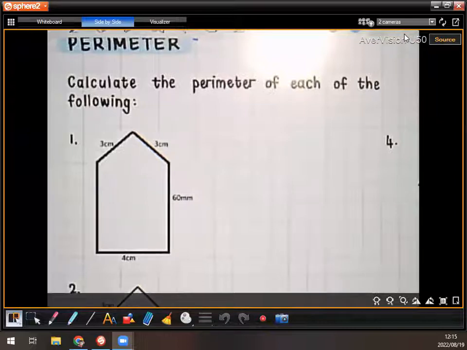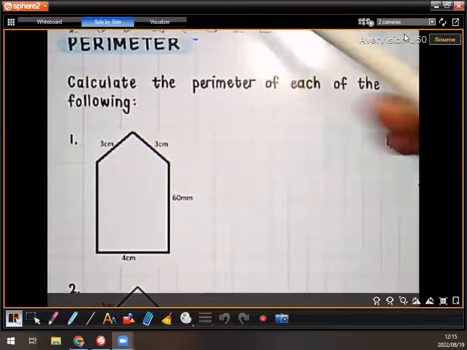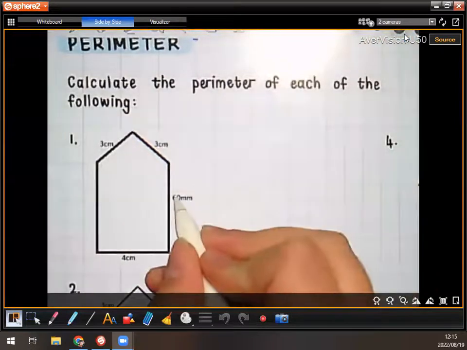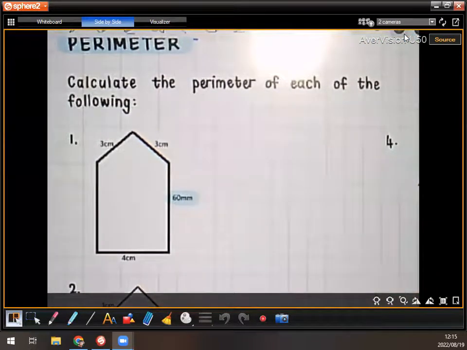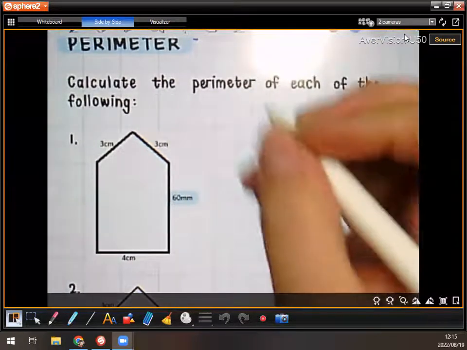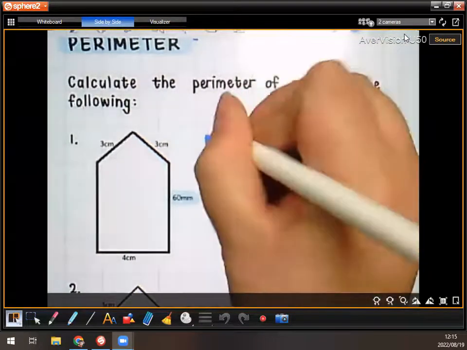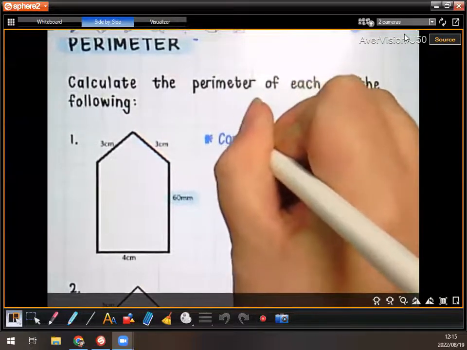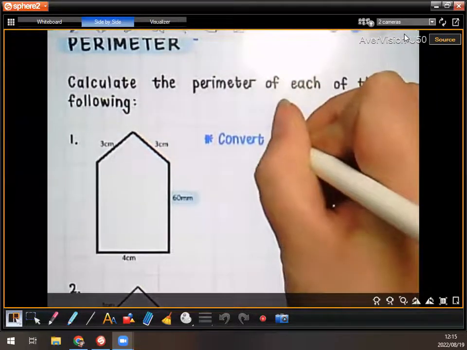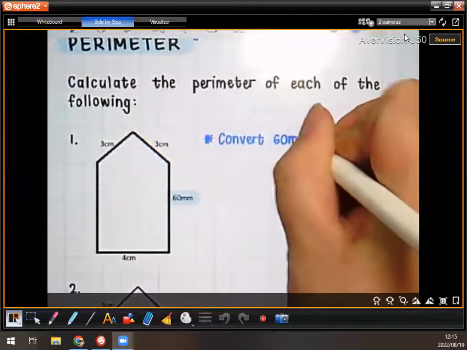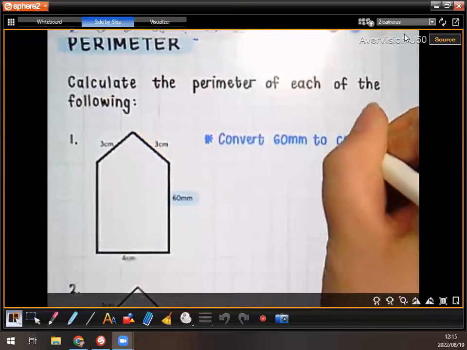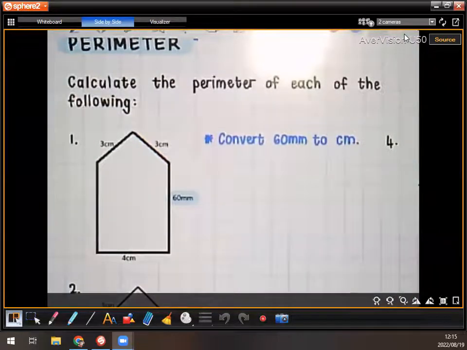Now guys, do we notice that all of these sides are not expressed or written using the same unit? Yes. Right, we have a problem here. This one, the 60 millimeters, is written in millimeters, and all the others in centimeters. So we need to convert that one to centimeters as well. So guys, just here next to this, I'm going to make a little star, and I'm going to write a note: convert 60 millimeters to centimeters.